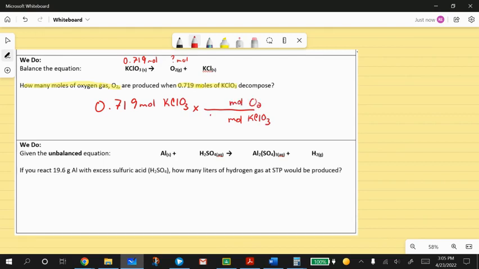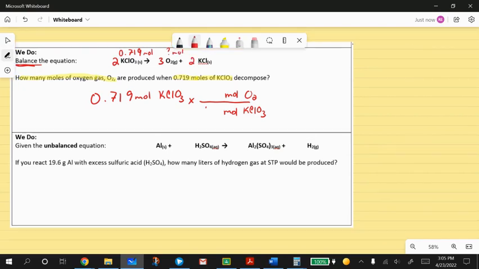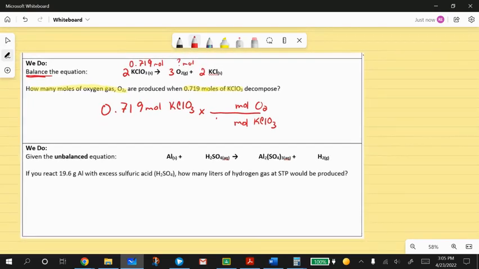Now, the very first thing we should do is check to see if this equation's balanced, and we can tell it's not because I said balance the equation. So we're going to need to put a 3 in front of here to balance out my oxygen. We need a 2 in front of the KClO3, and then a 2 in front of the KCl. So my mole ratio between oxygen and KClO3 is then 3 to 2.